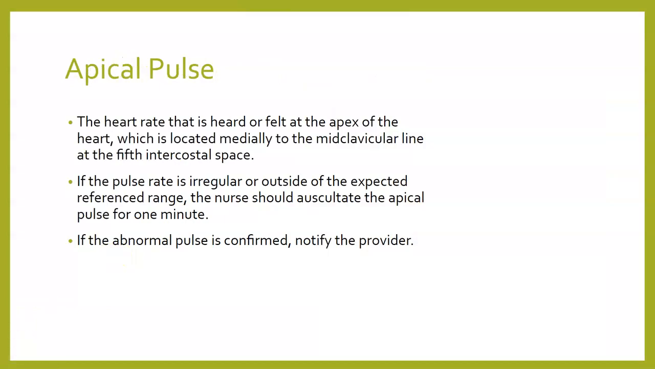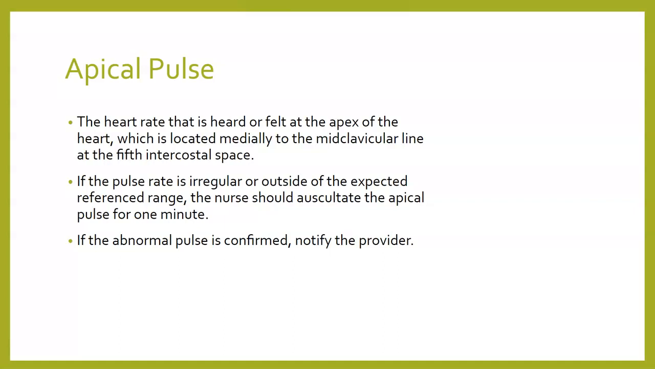So if a person has an abnormal pulse, this would be considered an arrhythmia. So that would be an irregular rhythm. Some arrhythmias are not harmful, and they can go unnoticed. Others can have physical manifestations such as shortness of breath and dizziness. So if you feel something off, you would want to auscultate the apical pulse.